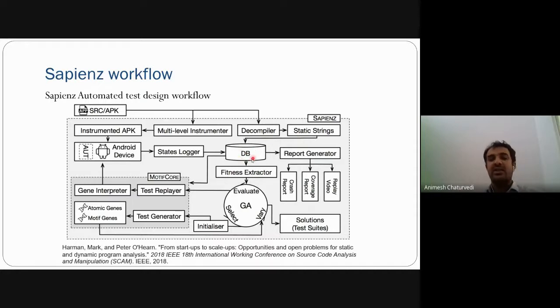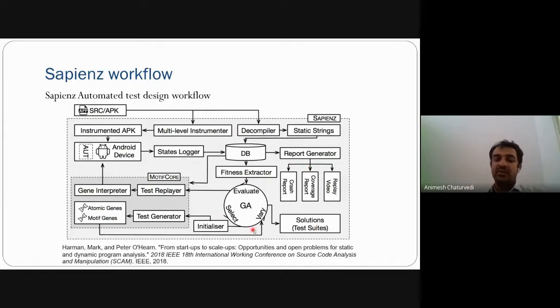With all these things, they create an intermediate database, and they find various types of fitness extractors with the genetic algorithm. They generate various kinds of test cases, and they do the testing, execution, and replay, keep on running those with some gene interpreter. The genetic algorithm is a specific field of machine learning and artificial intelligence. So this actually helps to generate the artificial test cases, and those test cases would be executed.